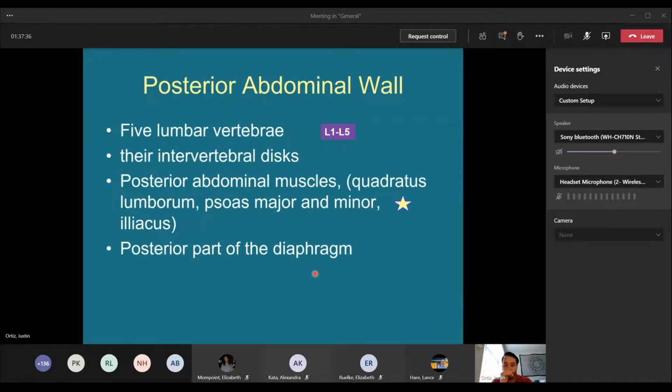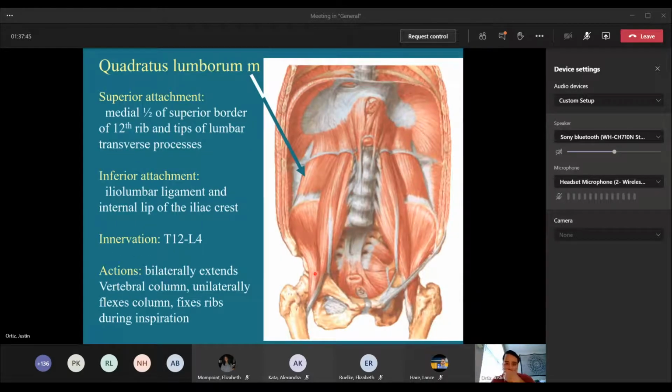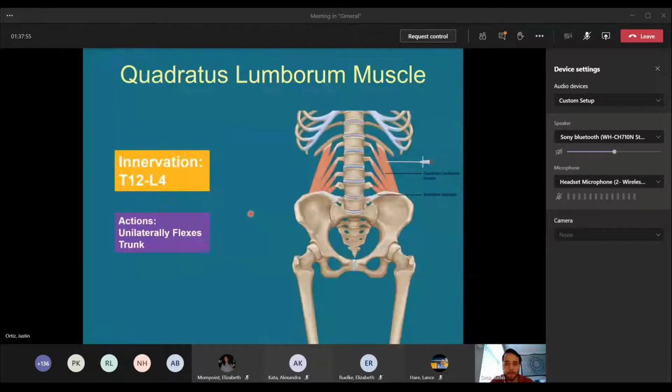The posterior abdominal muscles, I would for sure note that you have 4 of them. It's going to be quadratus lumborum, your psoas major and minor, and then your iliacus, right? Those are going to be the muscles that are associated with the posterior abdominal wall. Okay, so quadratus lumborum. Feel free to follow this slide, but on the next slide, I showed you again what the quadratus lumborum looks like. And again, here's where it is.